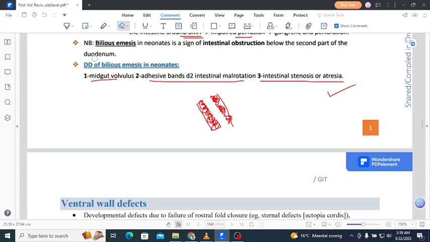And if the obstruction in the duodenum is happening after the major duodenal papilla, after the bile has entered the duodenum, the fetus or the infant will be having the bilious emesis.